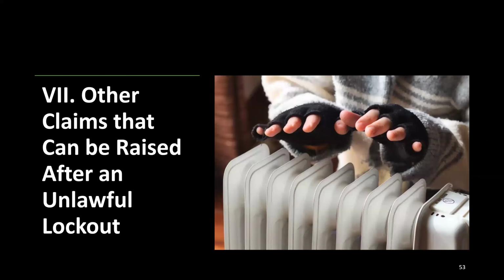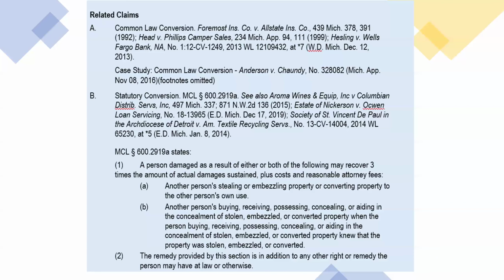So what other claims can be raised after an unlawful lockout? There's several of them. One is common law conversion, meaning what? The landlord not only removed the items, took the items, kept the items. That's conversion, by taking possession of someone else's property.